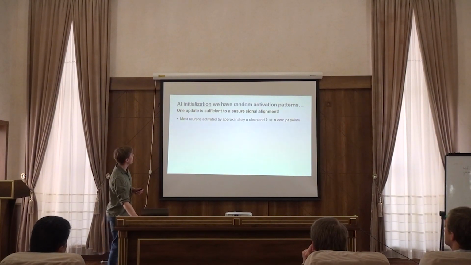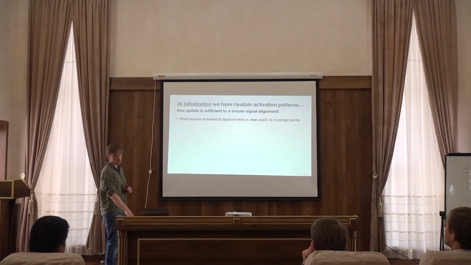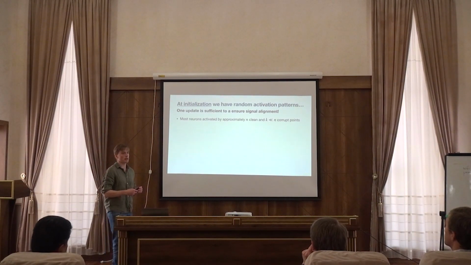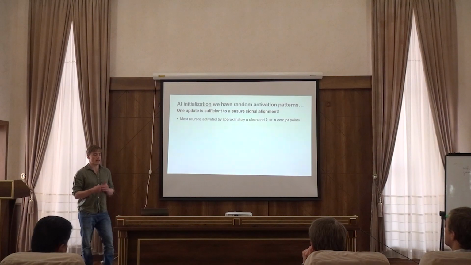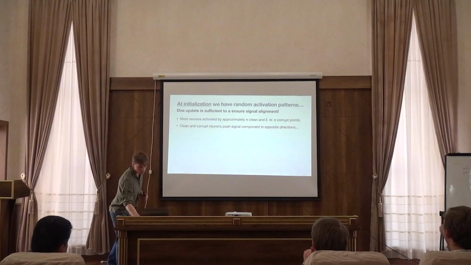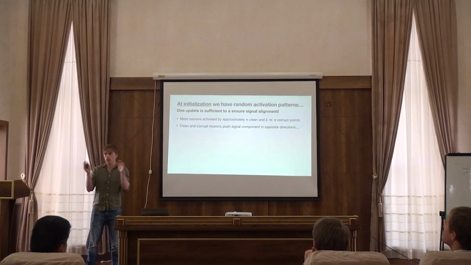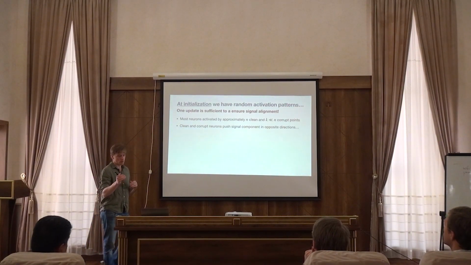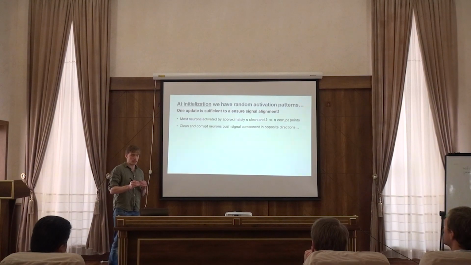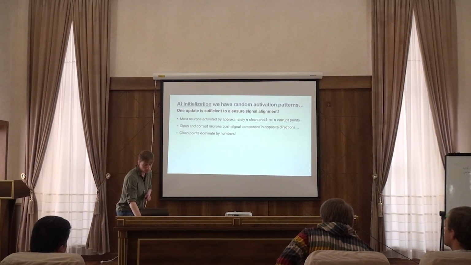And the reason why one update is sufficient to ensure this alignment is that most neurons, if we just think about it probabilistically, are going to be activated by approximately n clean and k, much less than n, corrupt points. So the clean and corrupt points, remember, have opposite B components. So they're pushing in opposite directions, right? But if nearly every neuron is being activated by n clean and k corrupt, then we're going to be pushing them in one pretty solid direction, okay? Because the corrupt points are just drowned out by the clean.